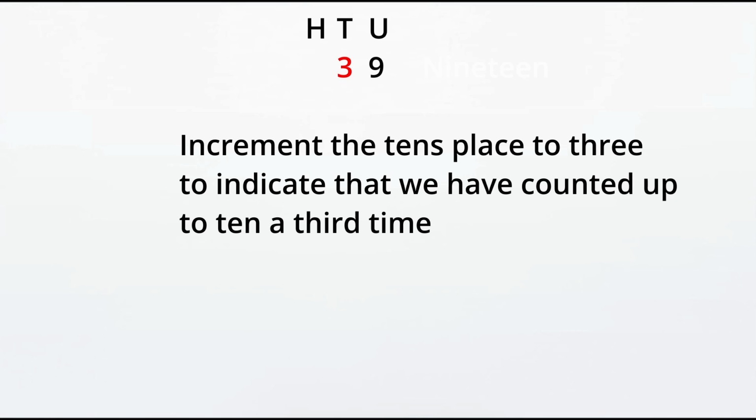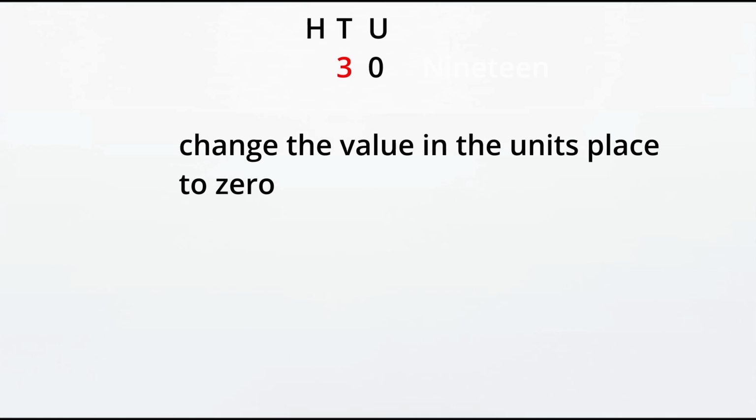So we put 3 in the tens place and change the value in the units column to 0 so as not to confuse things. If we don't change the value in the units column to 0, it will mean that we went from 29 to 39, that our count increased by 10 instead of 1, which of course would be wrong. So we increment the value in the tens column by 1 to indicate that we have counted up to 10 a third time. We now have 3 tens and 0 units, which is written like this. And 3 tens, as I have already mentioned, has the special name 30. We have now counted up to 30.